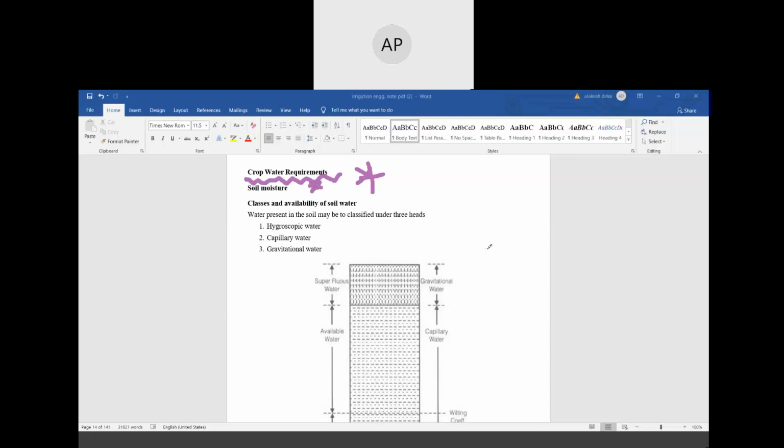Okay, so we all know that below the ground there is a ground table, and there is water below the ground table, isn't it? So water present in the soil may be classified under three heads. What are the three types of water? One is hygroscopic water, capillary water, and third one is gravitational water. Okay, so let me show you in figure.